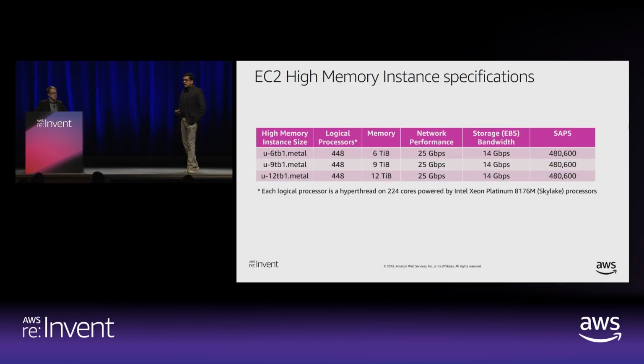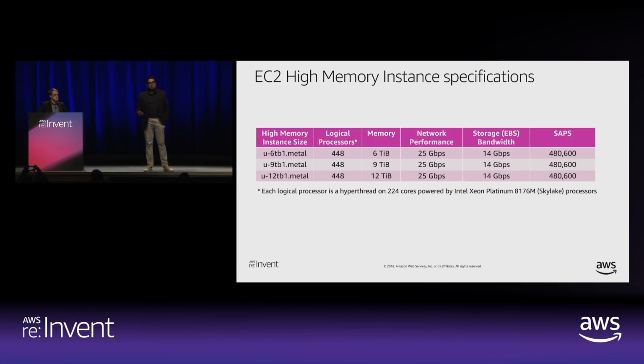Okay, let's talk a little bit about the performance characteristics of these instances. So the API names for these three sizes are u-6tb1.metal, and then 9tb1 and 12tb1. All of them offer 448 hyperthreads, and they offer 25 Gbps of network performance and 14 Gbps of dedicated bandwidth to Amazon EBS, Elastic Block Store.